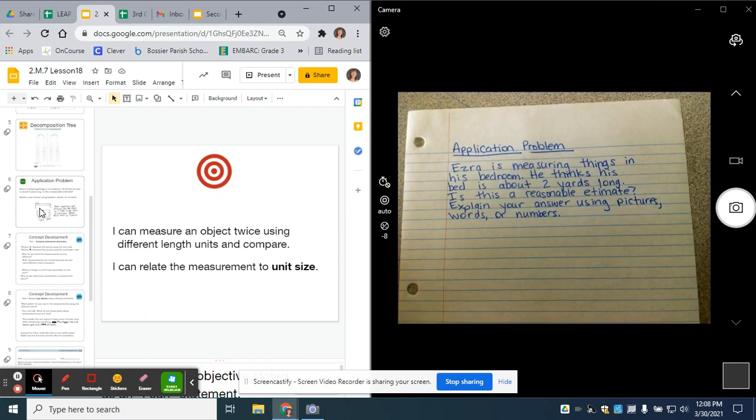Ezra is measuring things in his bedroom. He thinks his bed is about 2 yards long. Is this a reasonable estimate? Explain your answer using pictures, words, or numbers.